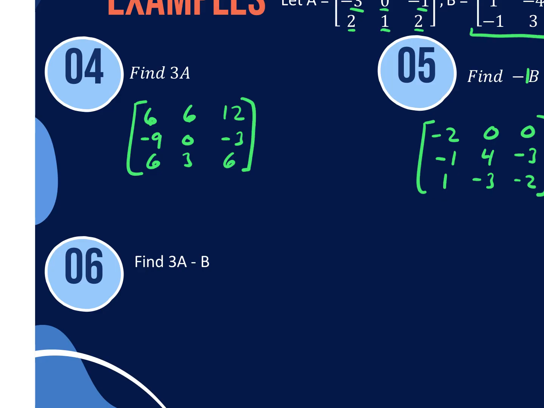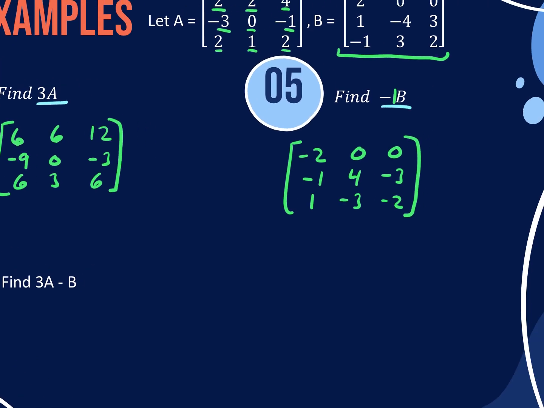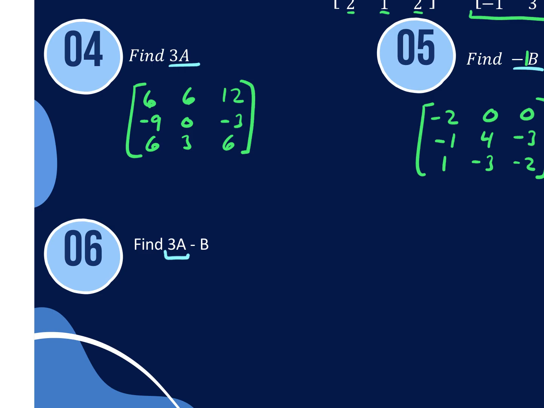Sometimes what you'll see is a combination of 2 different scalar multiples. So we have 3A minus B. There's a couple ways that you could do this, but look at what we found in problems 4 and 5. We found 3A and we found negative B, right? So we already found these individual components. So you can treat this as 3A plus negative B, and then you're just adding these entries together. All right, so let me write it out.